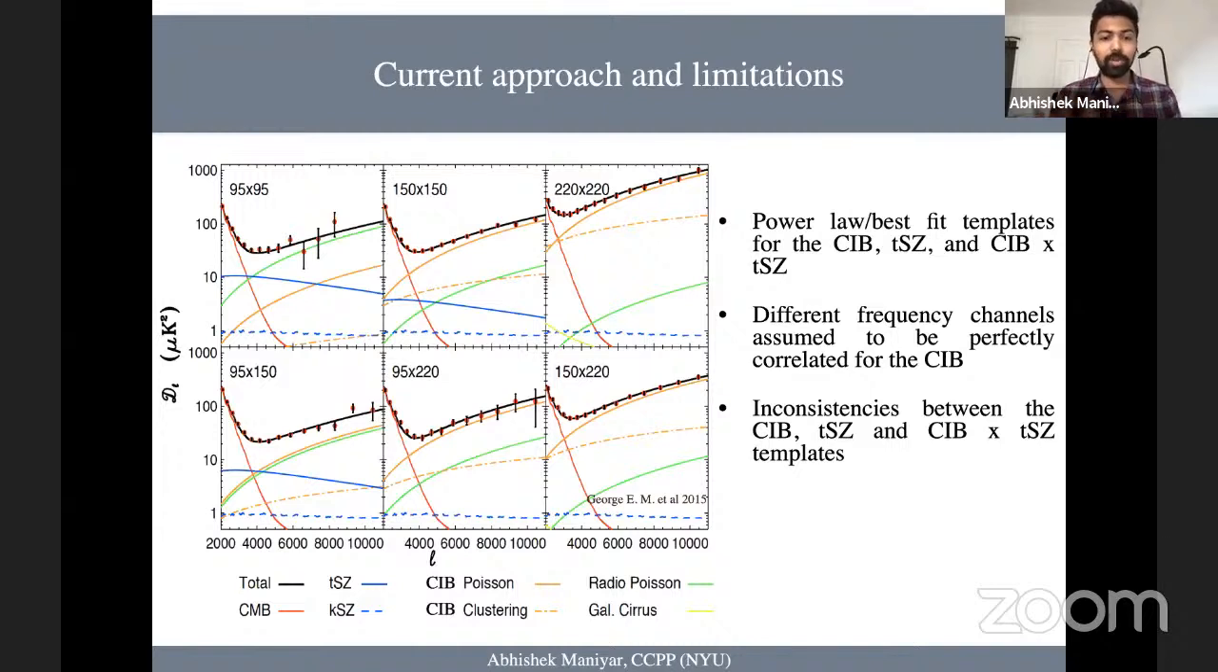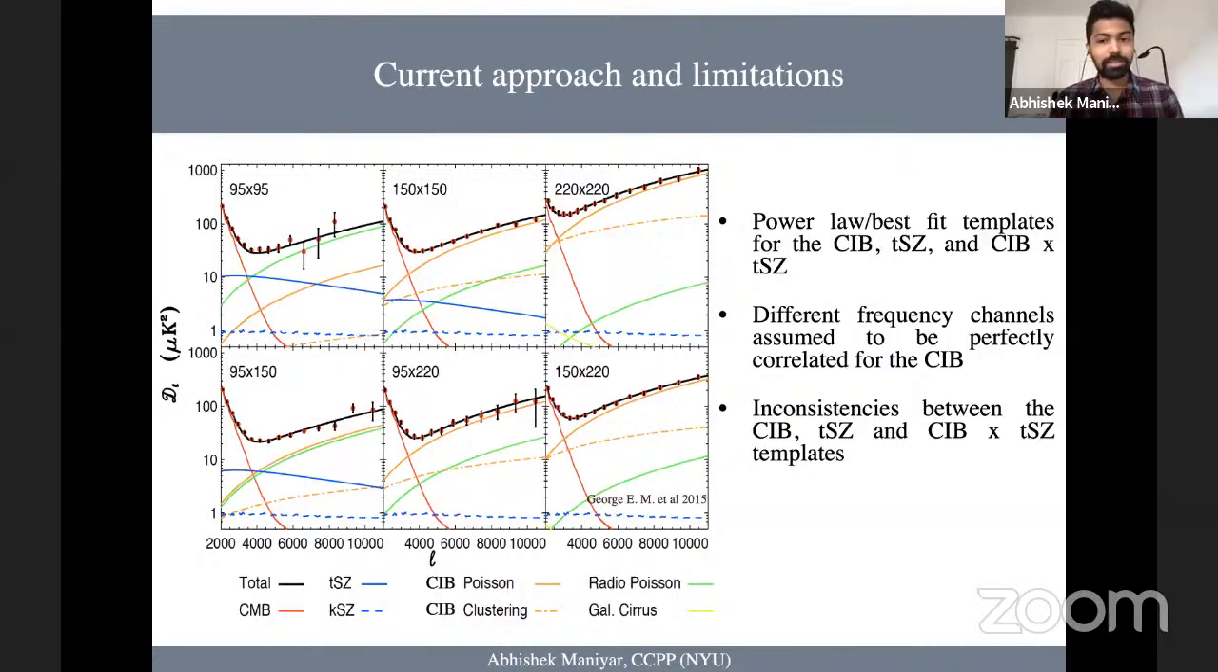This is not really appropriate because, first of all, it assumes, for example for the CIB, that the different frequency channels are perfectly correlated, which we know is not the case. And then it also assumes that there is no scale dependence in the shape of these templates, which Adeli also mentioned in her last talk, that KSZ, for example, can have effects which can potentially show up.